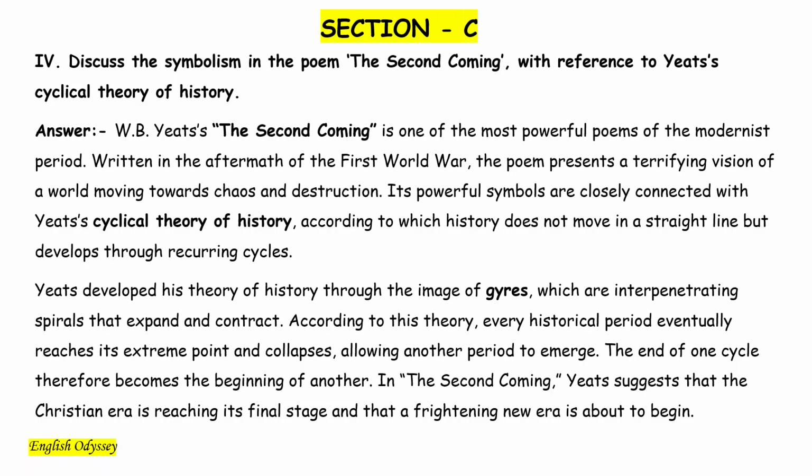Yeats believed that history moves in cycles rather than progressing in a straight line. He explained this idea through the image of gyres or spirals. According to this theory, a historical period eventually reaches its extreme point and collapses, making way for another period. The opening image of the widening gyre in the poem directly reflects this idea.